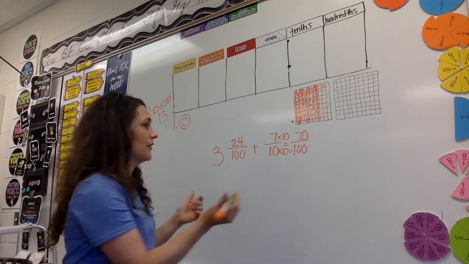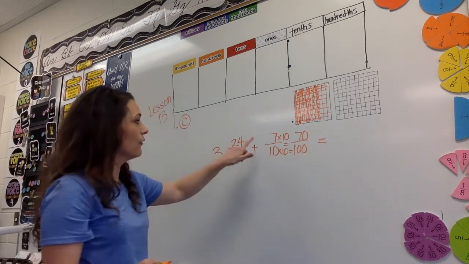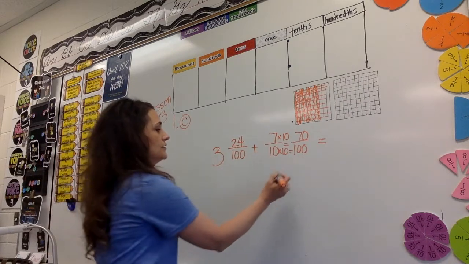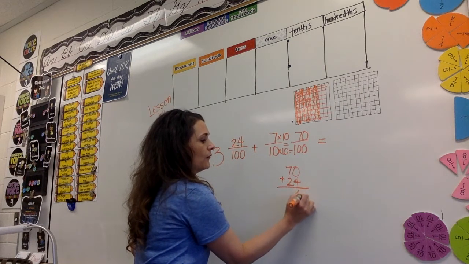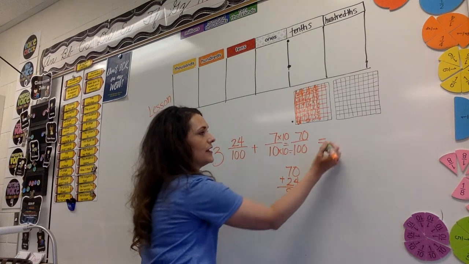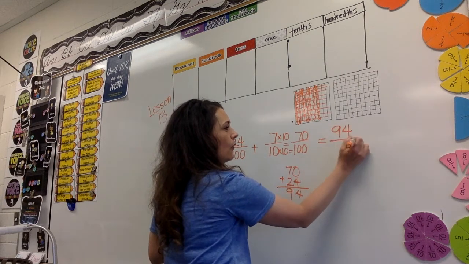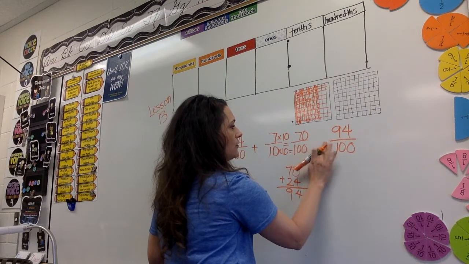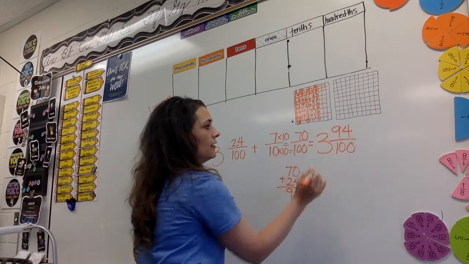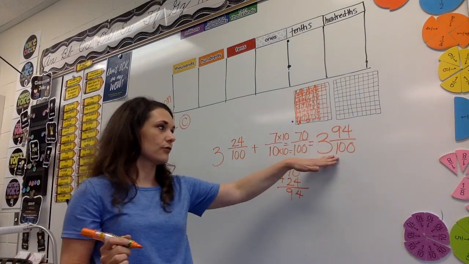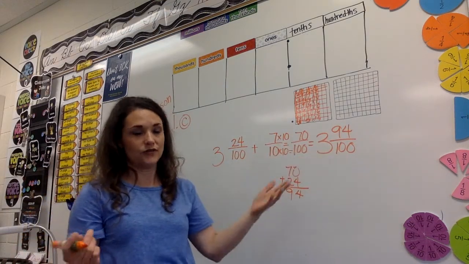Now we can add them together easily. We can have 24 plus 70, so 70 plus 24, and we have 7, 8, 9. We have 94 100ths, and we have 3 wholes already there. So our answer is going to be 3 and 94 100ths.